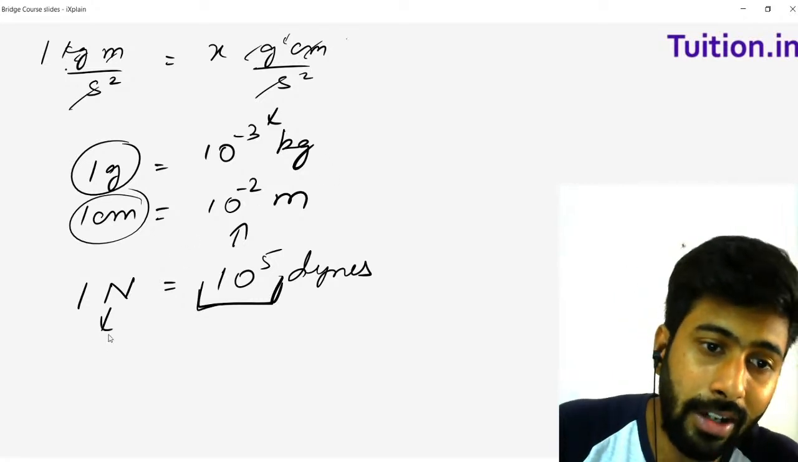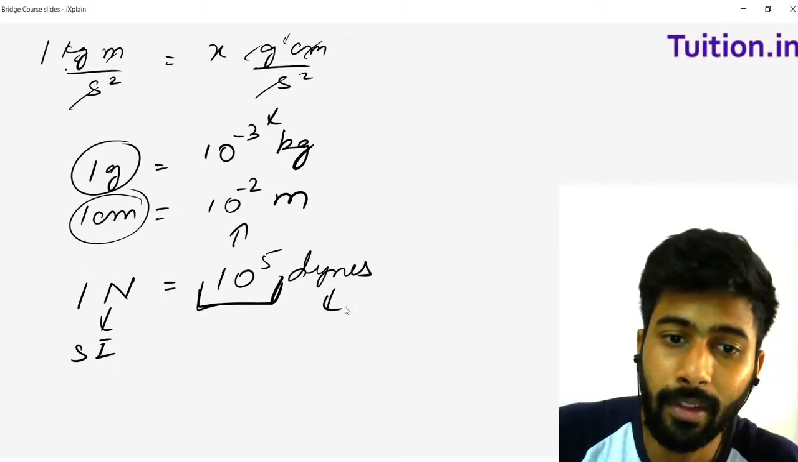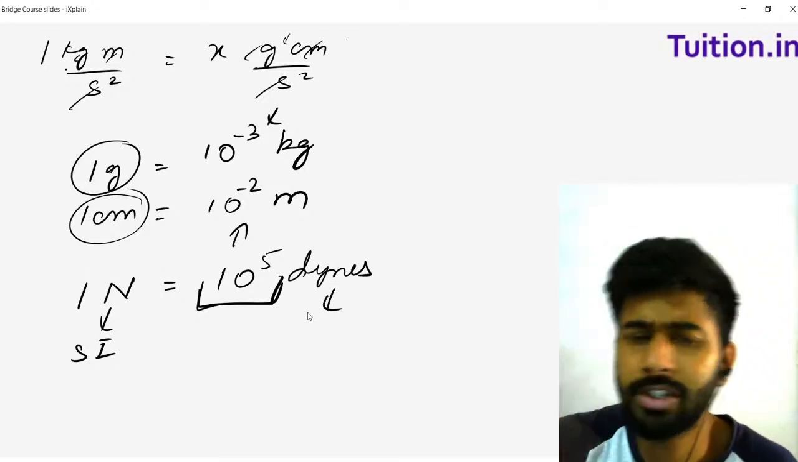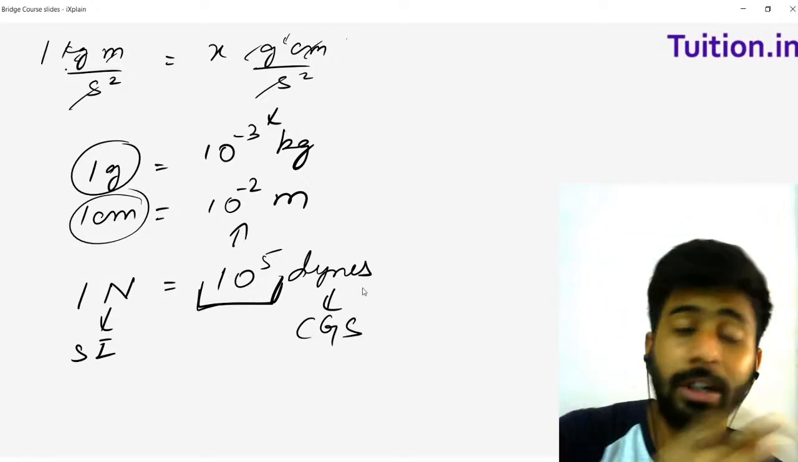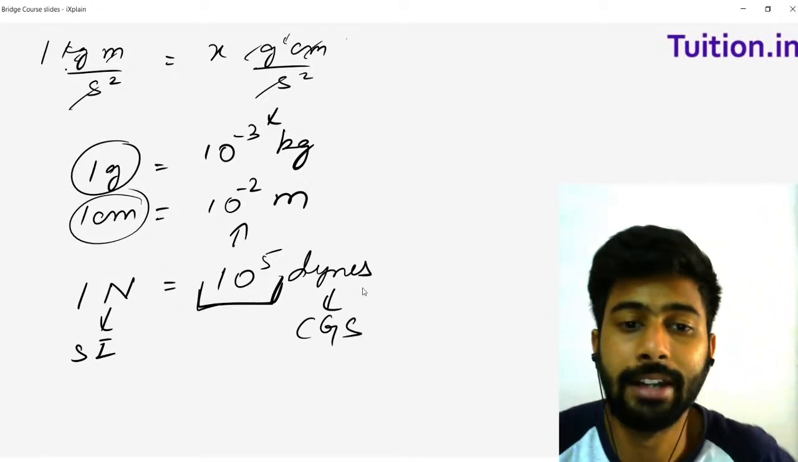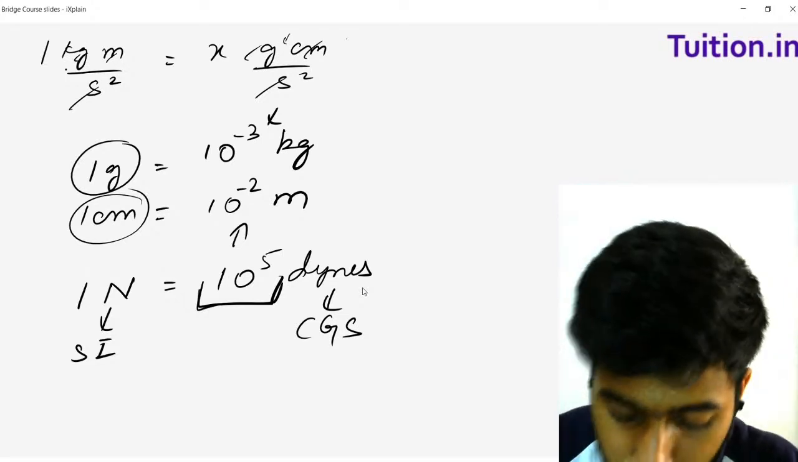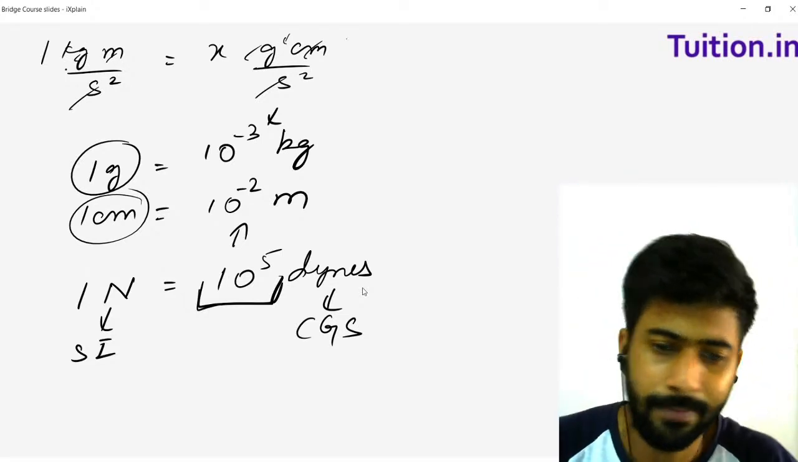So this is how you have converted an SI unit to CGS units, because you knew the dimensions, and with the help of that you could carry this out. So this was one more use of dimensional analysis.